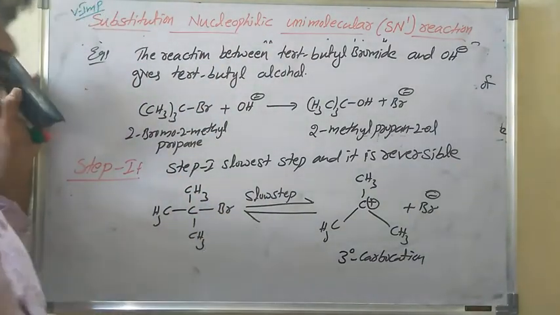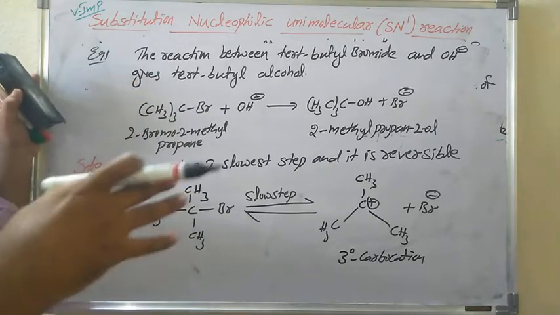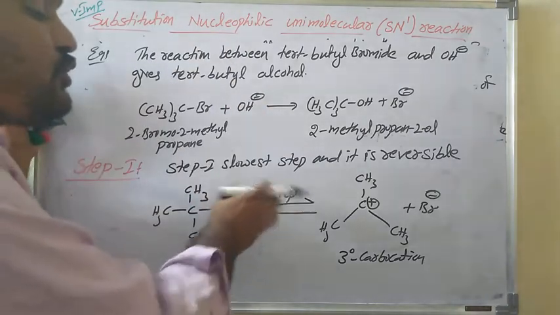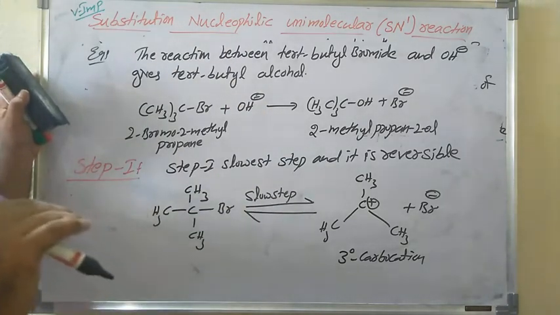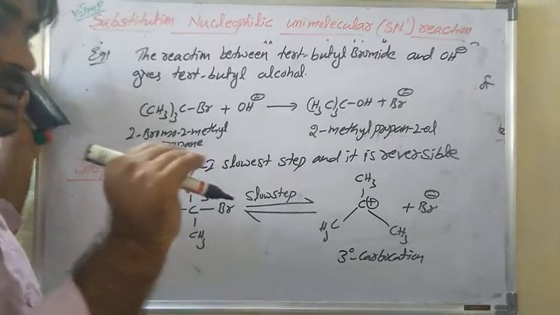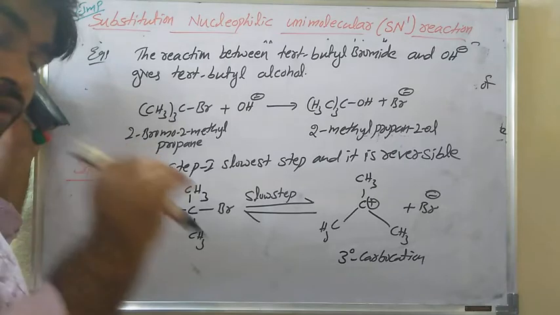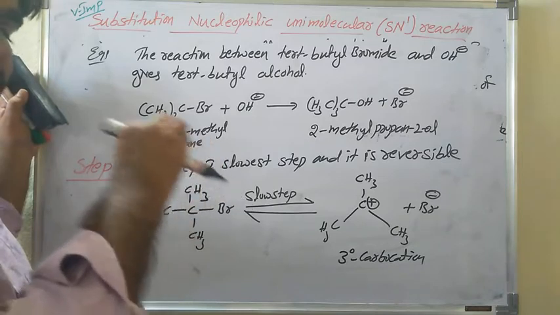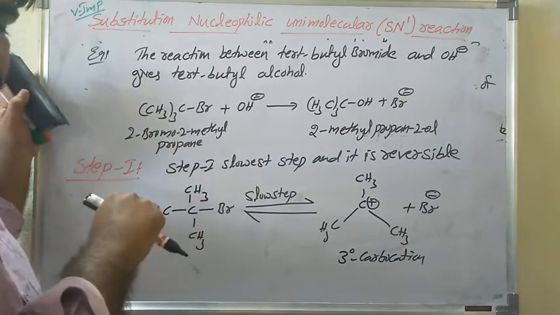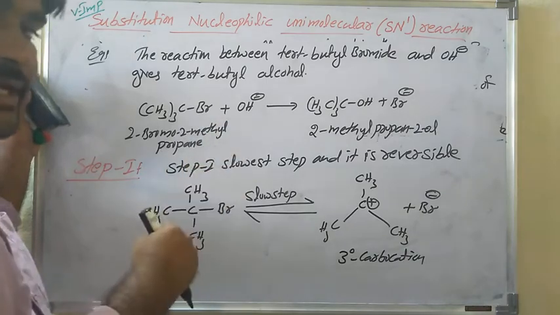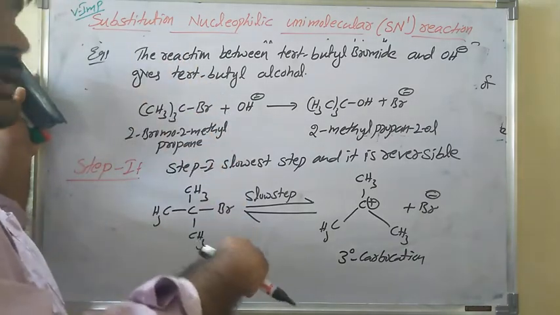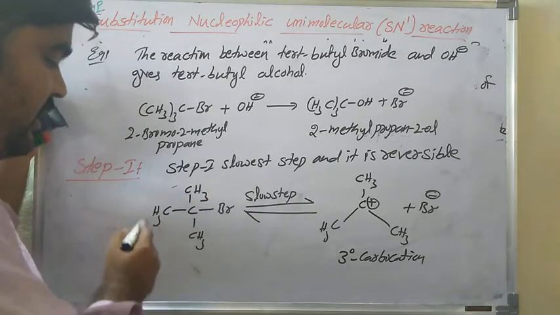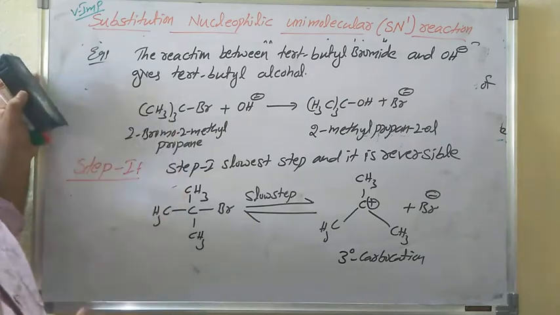It is a slow step, so it is the rate determining step. The rate determining step is the slow step only. Rate of the reaction means speed of the reaction. When a chemical reaction is slow, we have to identify how much speed it has and how much time it will take to complete. So the rate of the reaction always depends on the slow step only. That's why the rate of the reaction in SN1 depends on alkyl halide concentration, not nucleophile concentration.